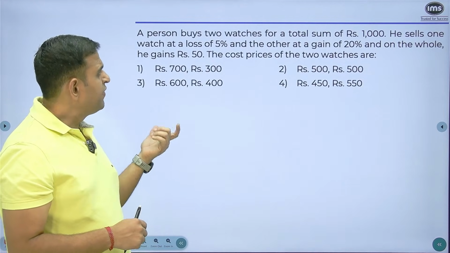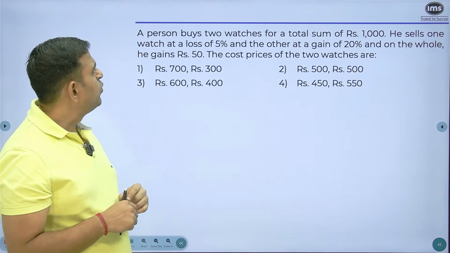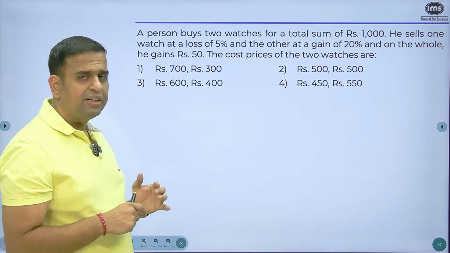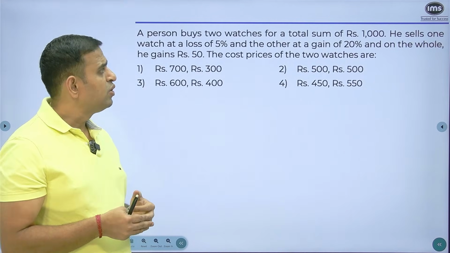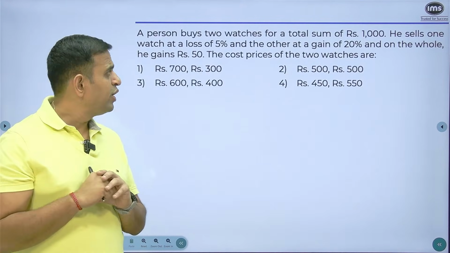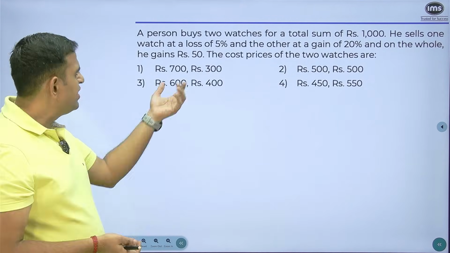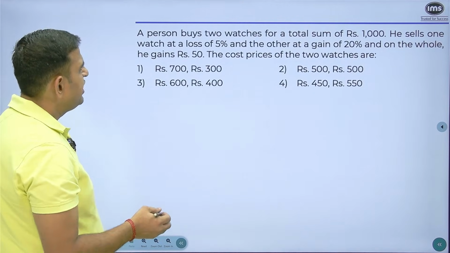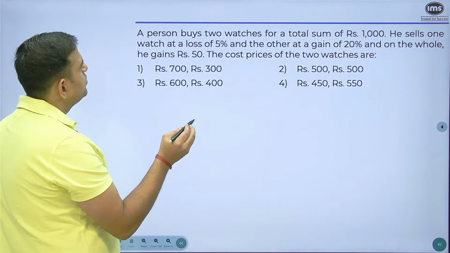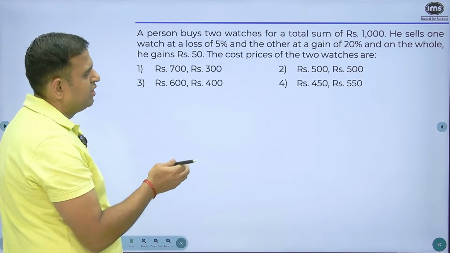Now, if I look at this second condition, he sells one watch at a loss of 5% and the other at a gain of 20%, leading to an eventual gain of, one can say, 50. The first method uses options. Suppose I take this one to be true: he sells one watch at a loss of 5% and the other at a gain of 20%.